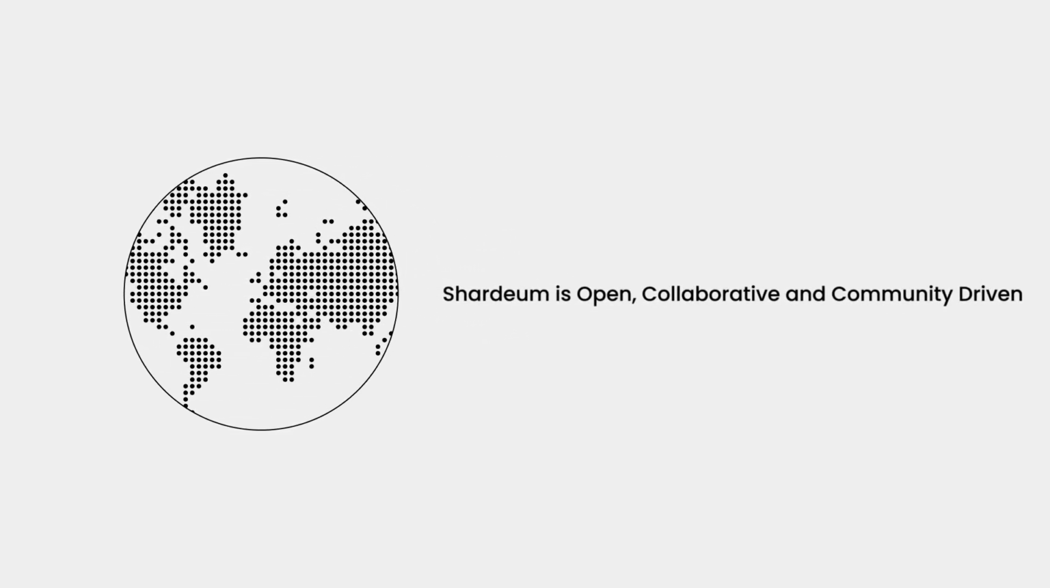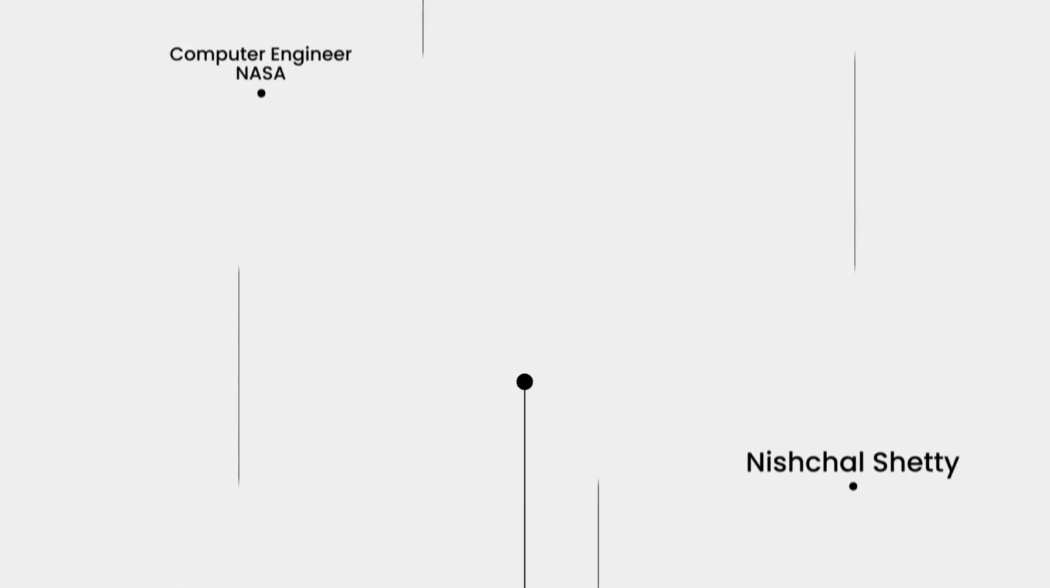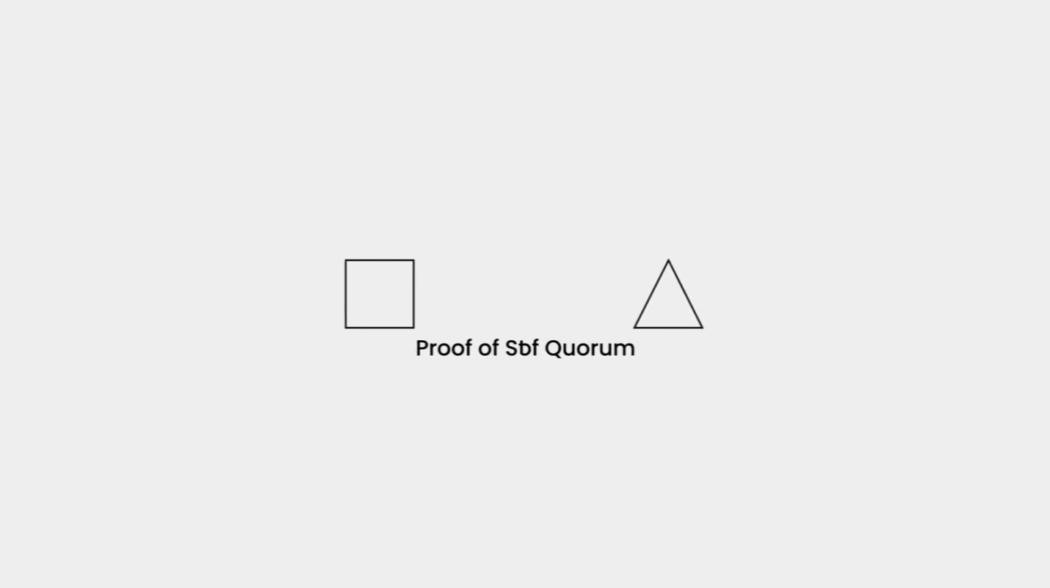Shardeum is being developed and built by the Shardians from around the world, a community of developers, computer scientists, and researchers. The founders, Omar Sid and Nishal Shetty, who worked at NASA and founded Wazir X separately, wanted to create a network that was truly scalable and decentralized where anyone could participate. So they created the Shardeum network, which uses a combination of proof of stake and proof of quorum.